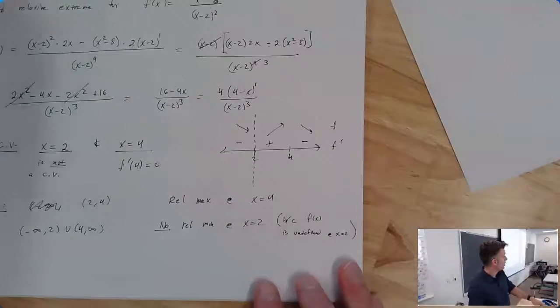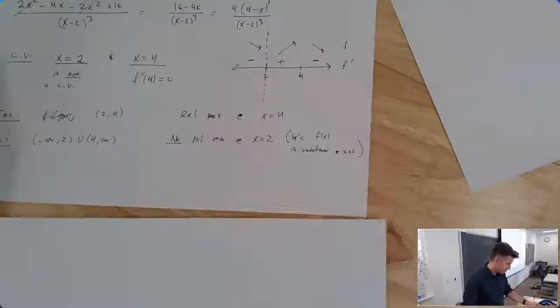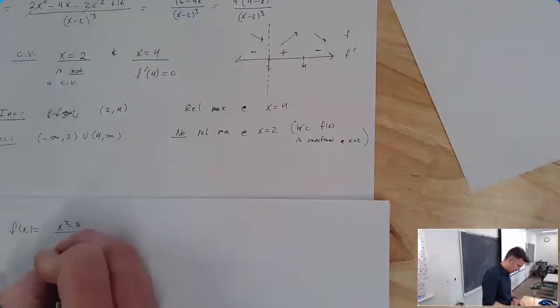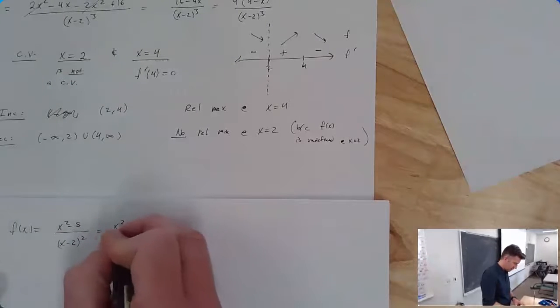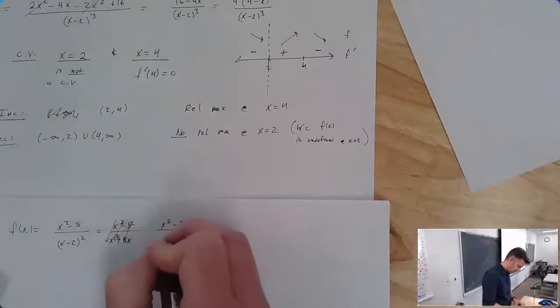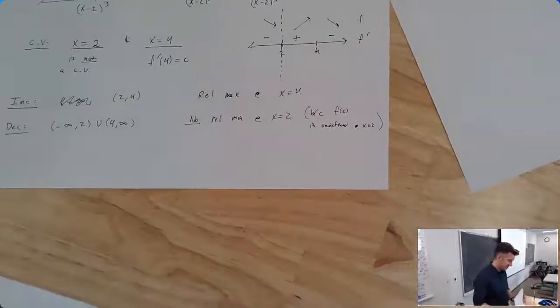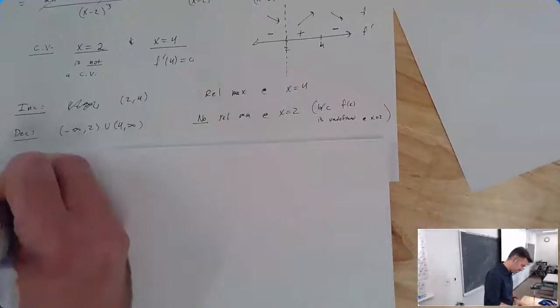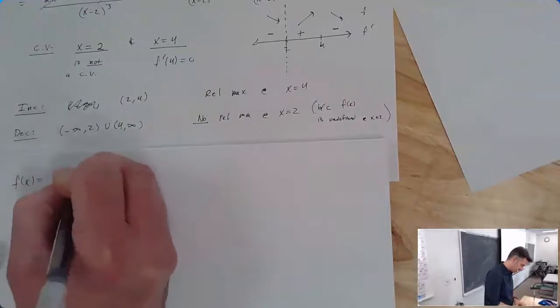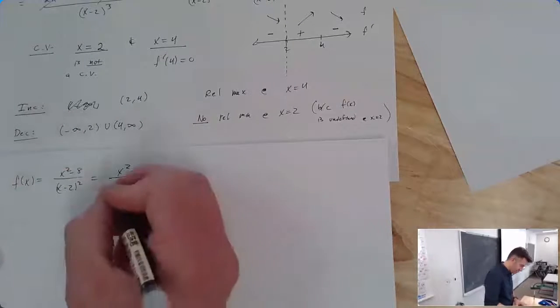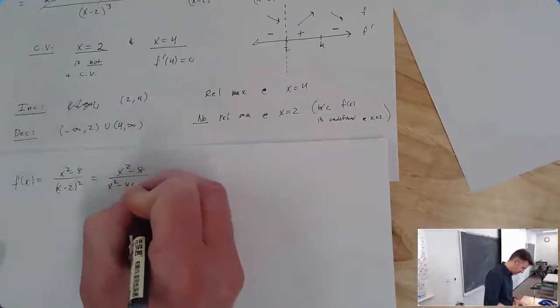So here's what the function looks like, or at least what we have so far. If I have f of x equal to x squared minus 8 over x minus 2 squared, which is x squared minus 8 over x squared minus 4x plus 4. Sorry, sometimes your brain says one thing and you can't make it work.